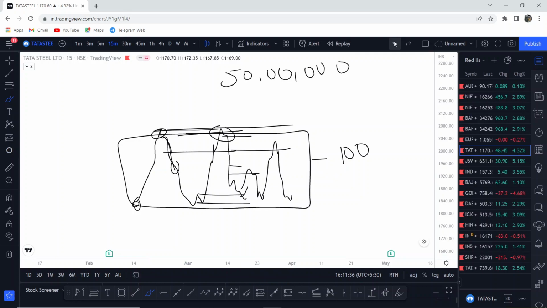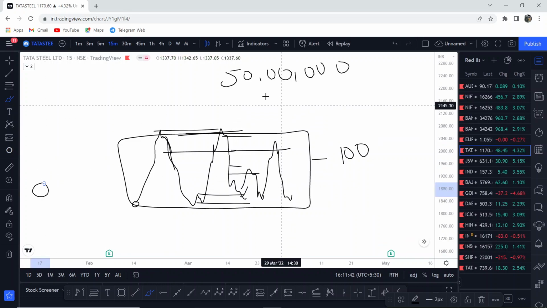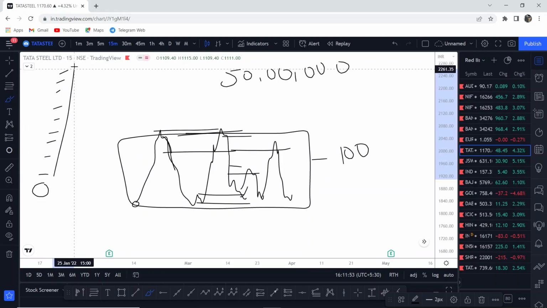Now just imagine if these institutions simply execute 50 lakh orders, the prices will go up like this. They cannot execute on limit orders, right? So they have to execute things on market orders. So 5 will get executed here, 1 here, 1 here, 1 here, and they will have a huge big green candle.